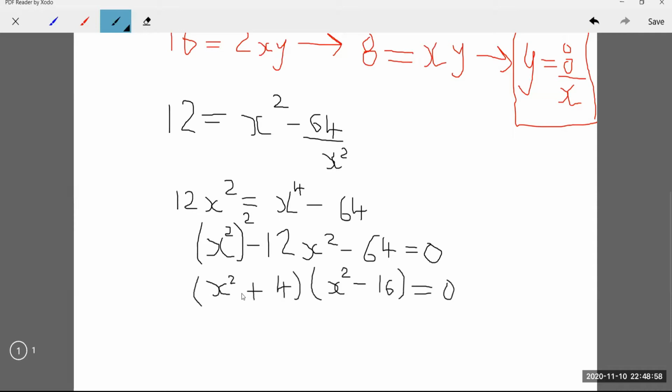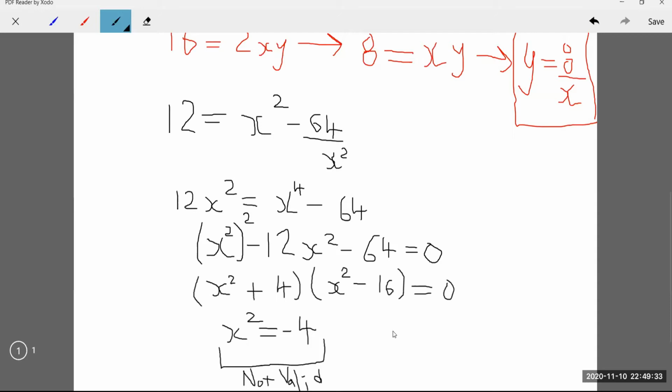Now that we factorized it right, from this part of the equation, we're getting that x squared is equal to negative 4. Now, if x squared is equal to negative 4, this has no solution because x is supposed to be a real number. So this is not valid. That's because x and y are real numbers. Since x and y are real numbers, this part cannot be valid.